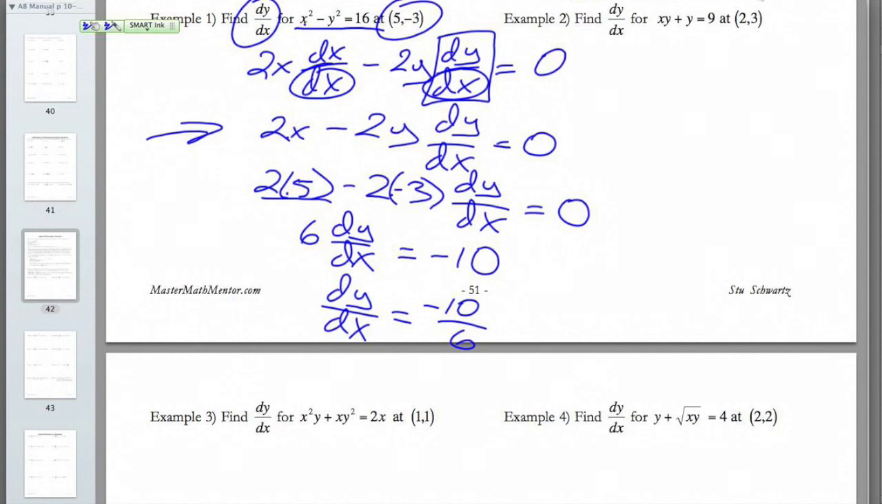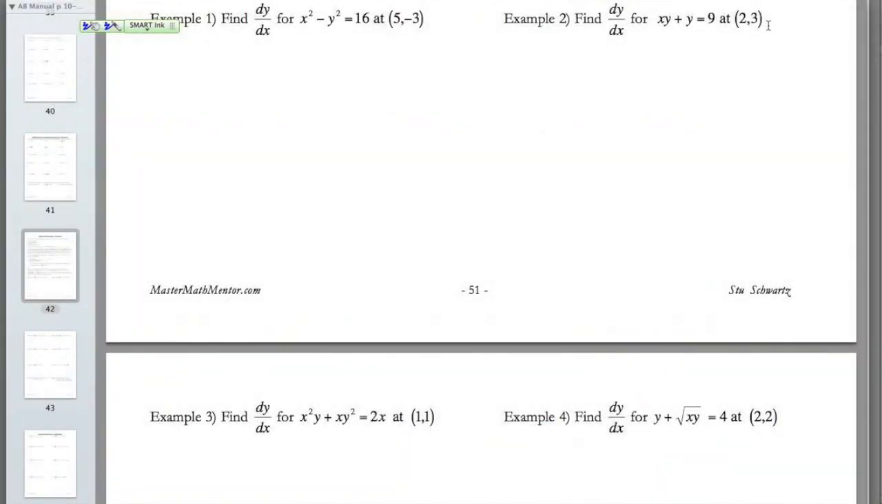And what do I have in dy dx equals negative 10 over 6? The derivative at (5, negative 3). Okay? When I plug something into the derivative, what also does that represent? My slope. So that is the slope of what? The tangent line. The tangent line at the point (5, negative 3). Alright, let's try the next one.